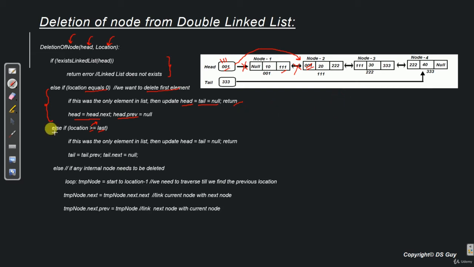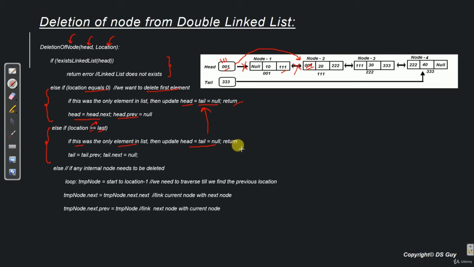Now in case you want to delete the last node, the control goes into this else if block. What we are doing in this else if block is, first of all, checking if the last node is the only node in the list. That is, if this was the only element in the list, then update head is equal to tail is equal to null, which is exactly the same as what we did in the previous case.